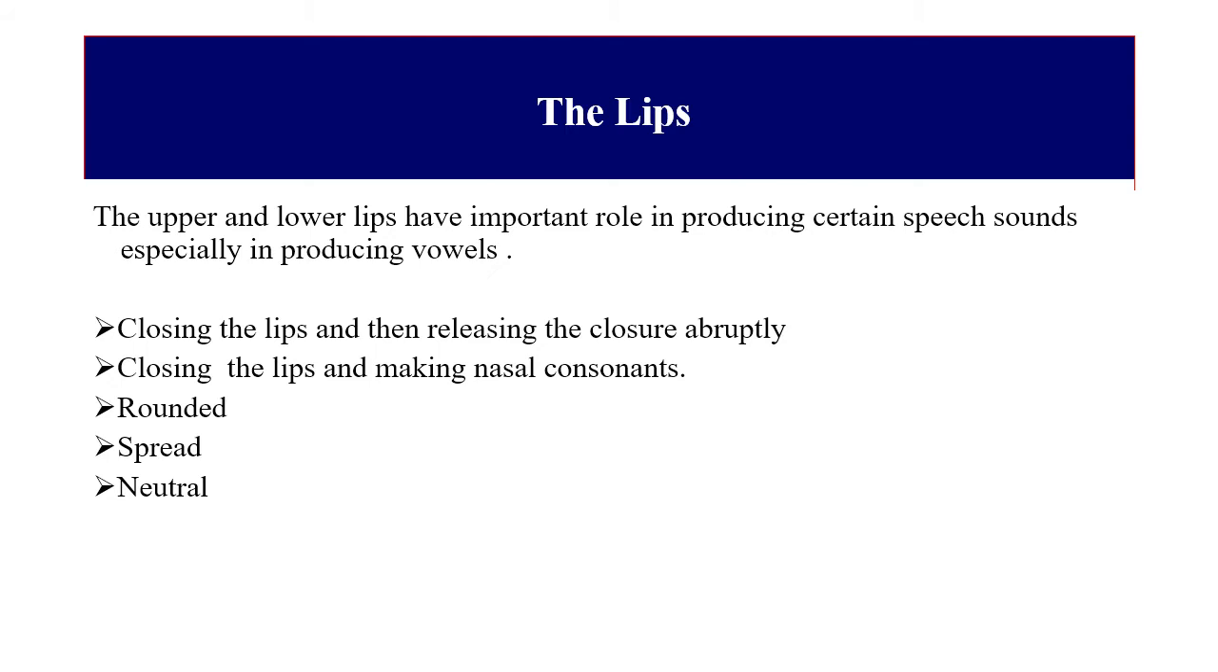Secondly, a consonant sound like m is produced by bringing both the lips together and allowing the air to escape through the nose. Similarly, in the production of vowel sounds also, the rounded, spread and neutral, these 3 positions of the lips play an important role, and we will discuss in detail these positions of the lips in the production of the speech sounds.